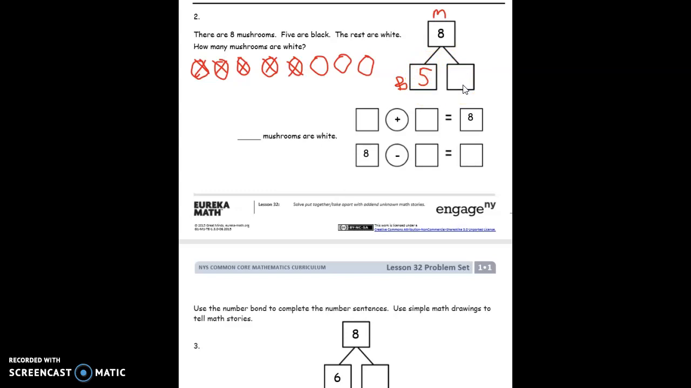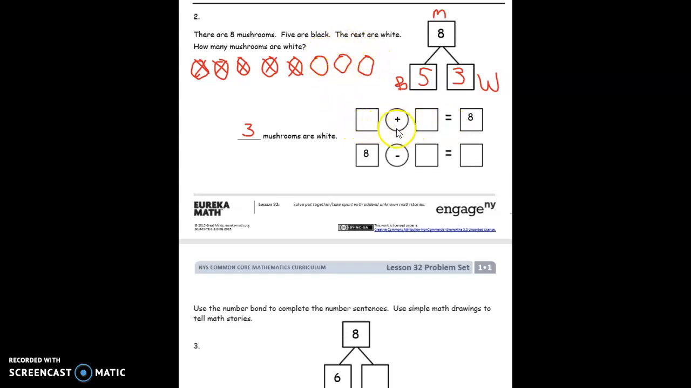How many white ones do we have left over? Count these right here that we did not make marks on. You are left with 3. And that's our white mushrooms. Blank mushrooms are white. Let's look up at our notes. Here's our white mushrooms, and there are 3. We can always double check that by recounting these.